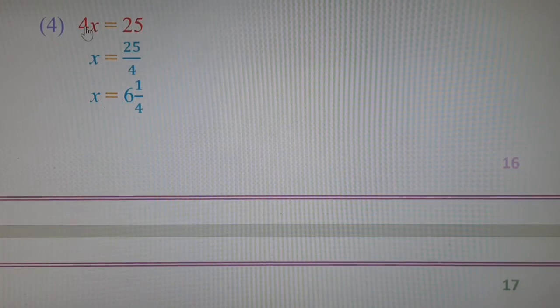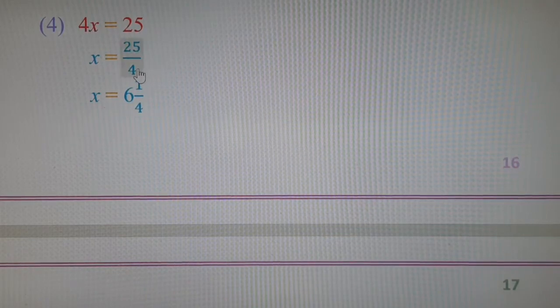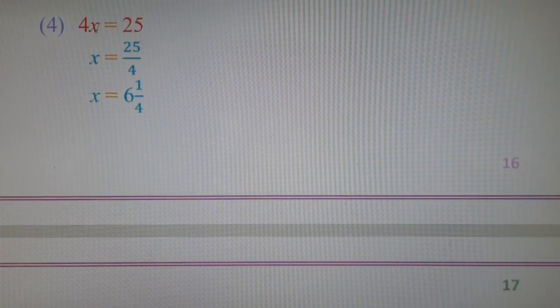So 4 is transferred from the left hand side to the right hand side. 4 will go in division because 4x means 4 into x. So here 4 is multiplied with x, and when we are transferring it to the other side, we have to use the opposite of multiplication, that is the division, or upon 4. We have to write 25 upon 4 because we are using the transpose rule. In the transpose rule, we have to use the opposite rule. Opposite of multiplication is division, and 4 is in the numerator, 4 into x, because 4x means 4x upon 1.